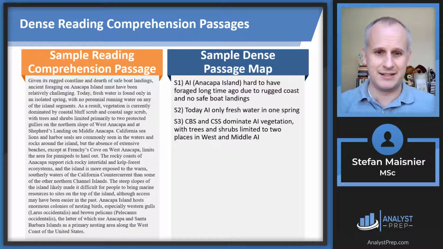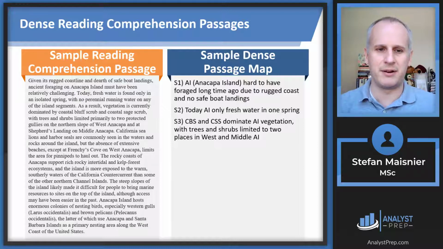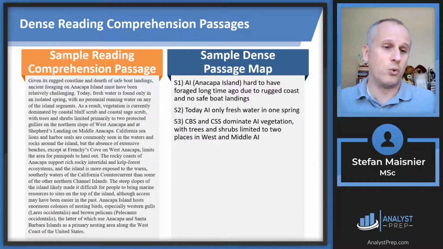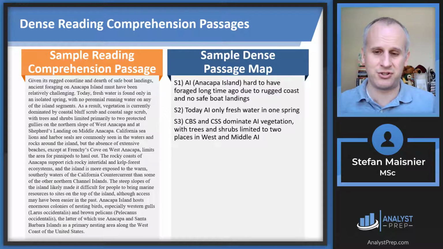Then we get to the next sentence, and here we've got vegetation is currently dominated by coastal bluff scrub and coastal sage shrub. You can see I immediately just call that CBS and CSS. CBS and CSS dominate AI vegetation, with trees and shrubs limited primarily to 2 protected gullies on the northern slope of West Anacapa and at Shepherd's Landing on Middle Anacapa. These details don't really matter, so I just say trees and shrubs limited to 2 places in West and Middle AI. If we care about it being Shepherd's Landing, we'll get that information later. I just need to know that these CBS and CSS dominate the AI vegetation and trees and shrubs are elsewhere, whatever CBS and CSS mean.